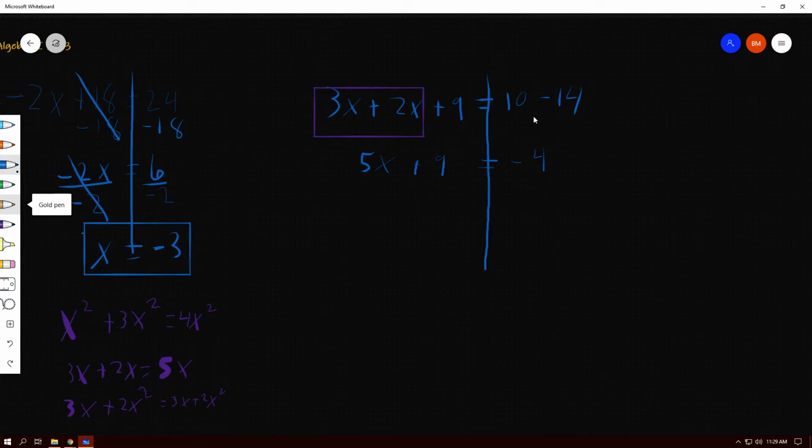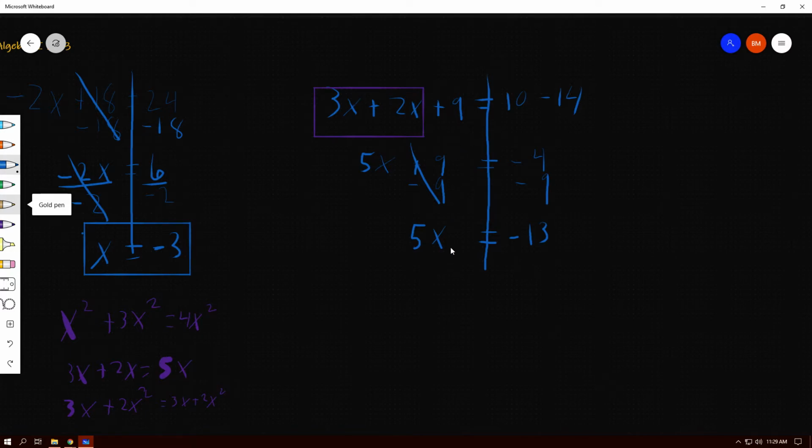So how do I get rid of that 9? Well, I subtract it. It's adding, so I'm going to go ahead and I'm going to subtract. So I subtract 9 from both sides. That cancels on this side. I'm left with just 5x. Then over here, I have negative 4 minus 9. That's going to be a negative 13.